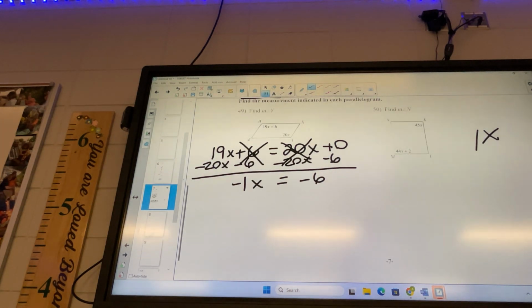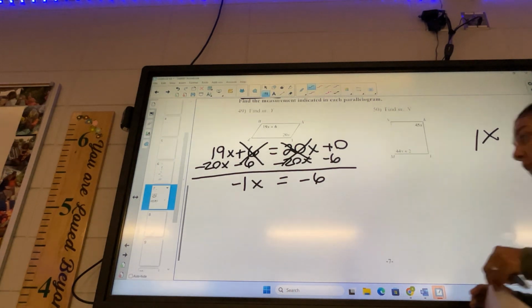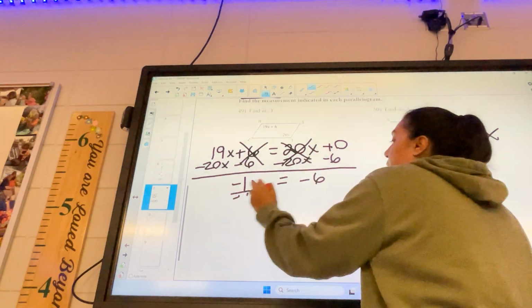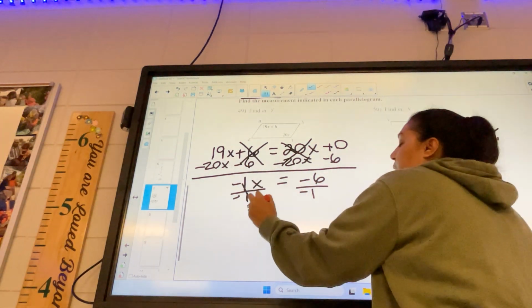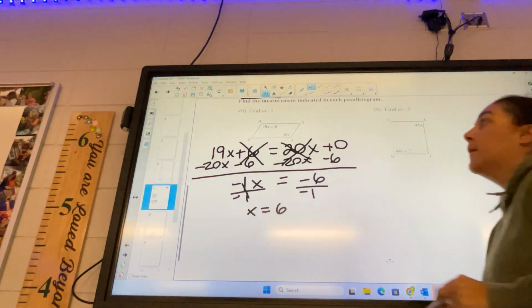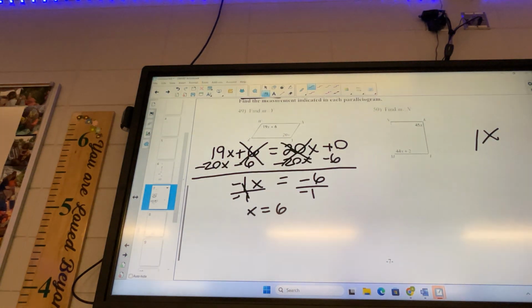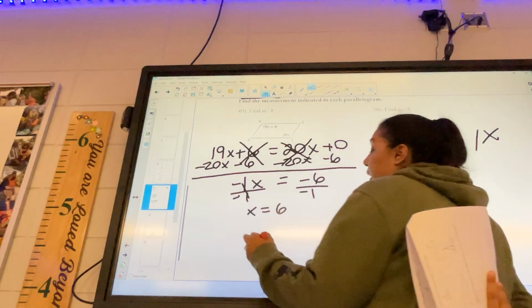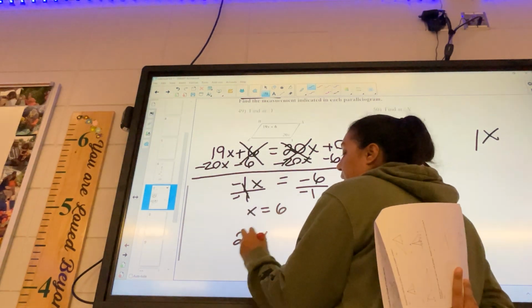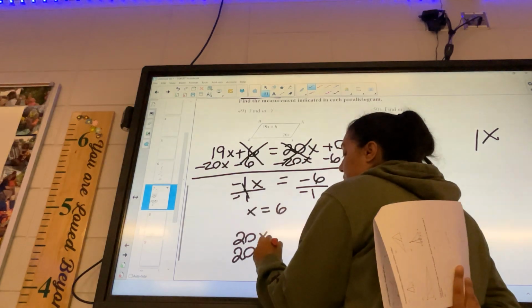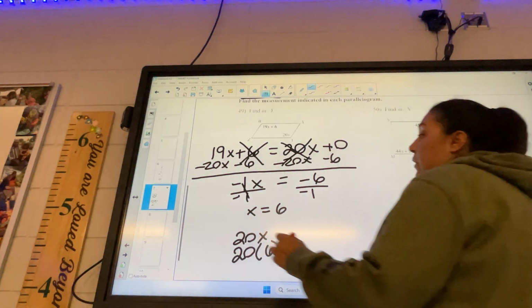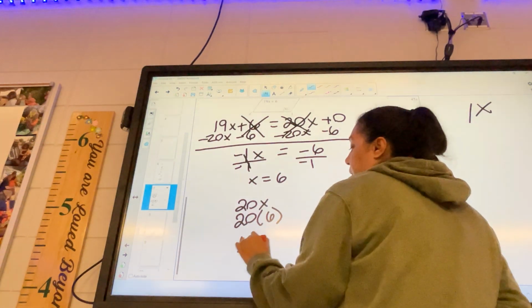Okay, then what needs to happen? Divide by negative 1. So we get x equals 6. What does it ask us to find? It asks us to find y. Is there something by the y? Yes. This one is easier because we have something there. So y is 20x, so it's really going to look like 20 times 6, which is 120.